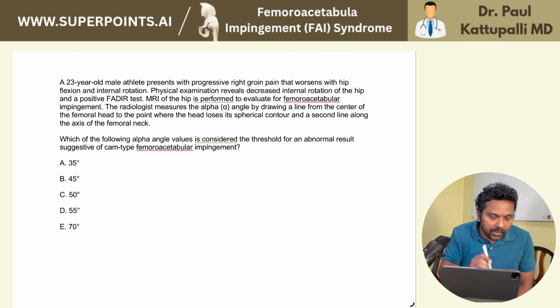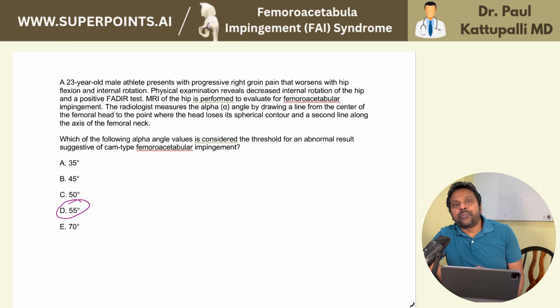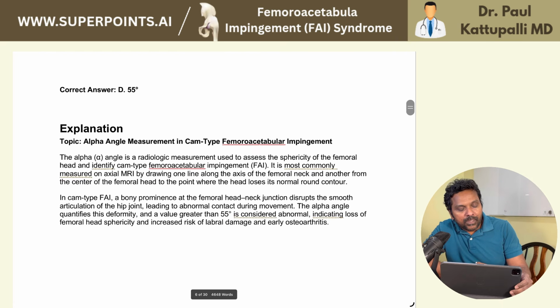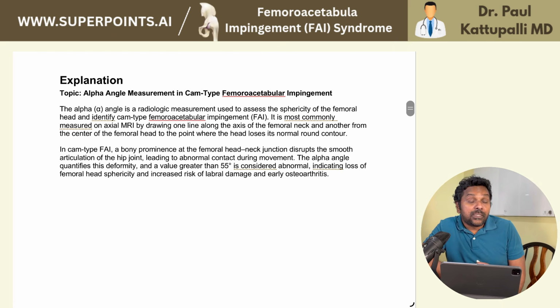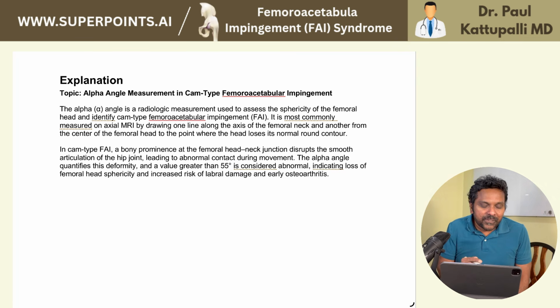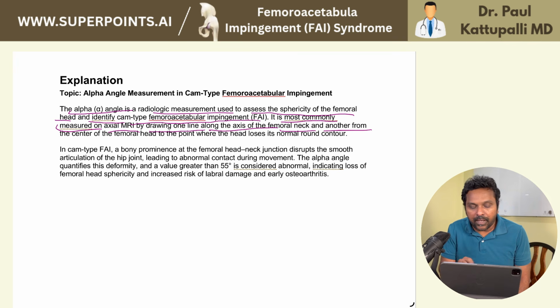So the correct answer here is D, 55 degrees. All right. Let us say alpha angle measurement. That is the topic. What is alpha angle in the first place? Alpha angle is a radiologic measurement used to assess the sphericity of the femoral head and identify CAM type femoroacetabular impingement. It is most commonly measured on axial MRI by drawing one line along the axis of the femoral neck and another from the center of the femoral head to the point where the head loses its normal round contour.